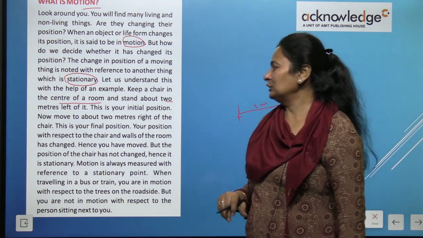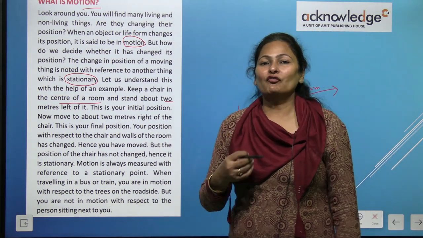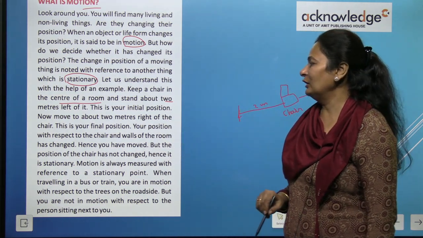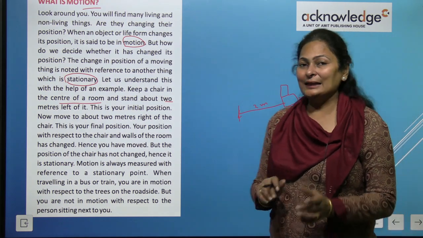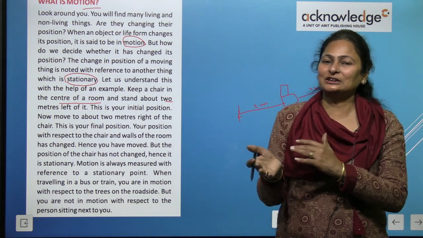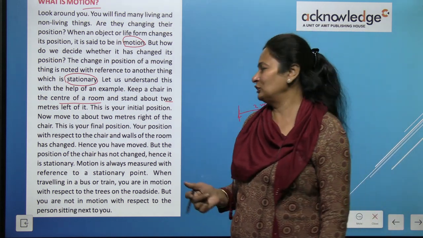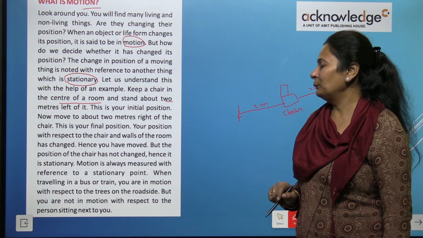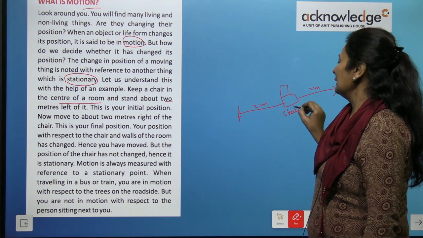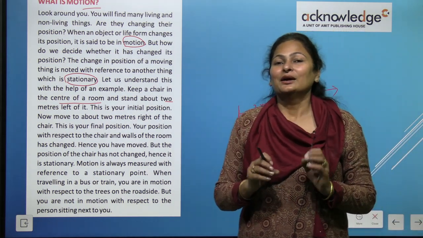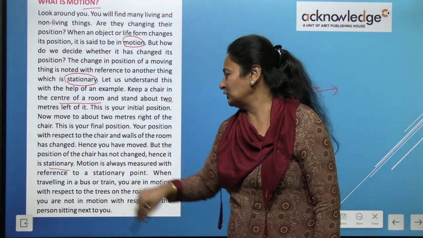This is the initial position. Now move about 2 meters right of the chair. So this is the final position. Your position with respect to the chair and walls of the room has changed. You were on the left side earlier. Now you are on the right side of the chair. Hence you have moved, but the position of the chair has not changed. This chair is stationary or still at one place. So the chair has not changed, hence it is stationary.